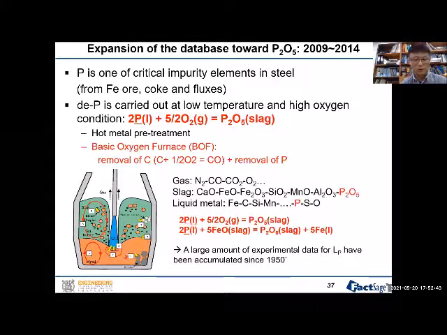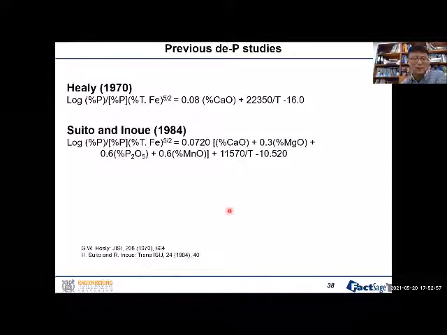So many people already, this kind of phosphorus removal research was already started from 1940, okay? And already in the 1950s, many people started to suggest some equation to remove the phosphorus. And this is one of the equations in the 1970s. They say that the phosphorus content in the slag and the metal have this kind of relationship by adding the CaO in the system. Okay, this is only containing CaO.